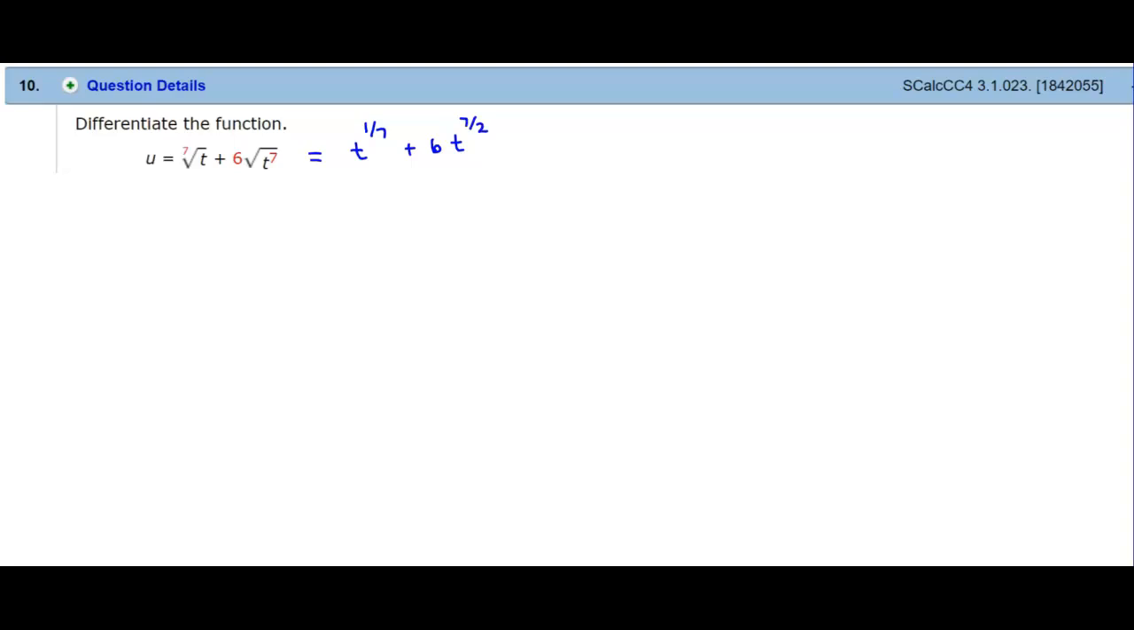Okay, so now we want to be able to find that derivative. So that means we want to find u prime. Okay, and we're going to find the derivative with respect to t. So this is going to be the derivative with respect to t of t to the 1/7 plus 6 times the derivative with respect to t of t to the 7 over 2. Okay, so now let's go ahead and find the derivative.